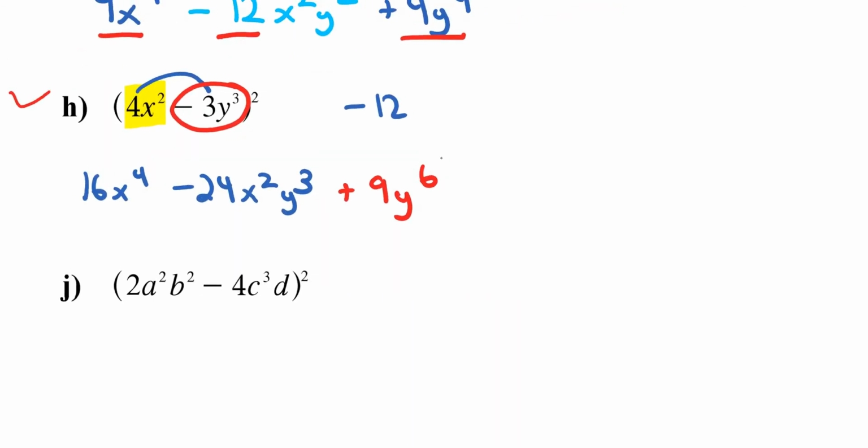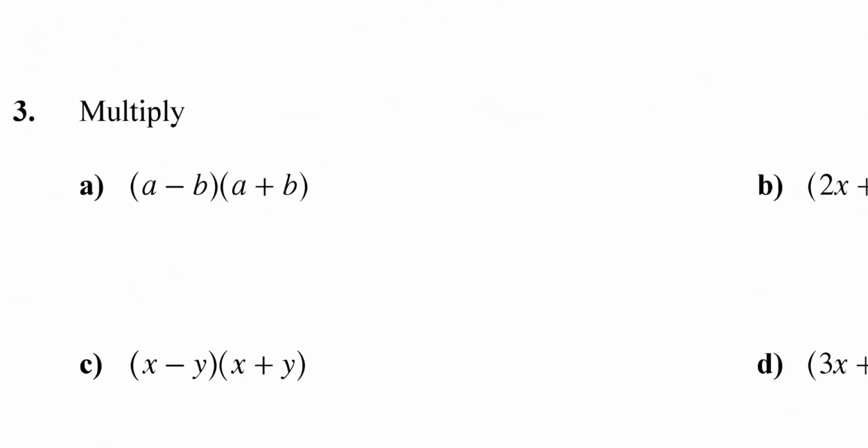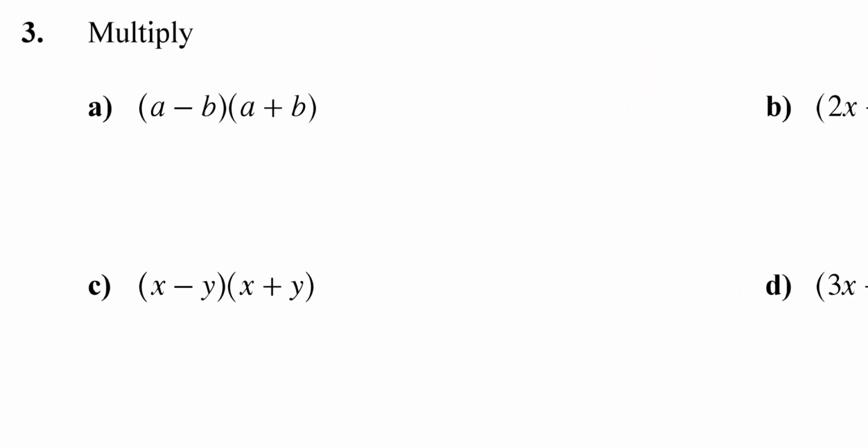So make sure you're okay with this 9y to the 6. That's basically negative 3y cubed times negative 3y cubed. So remember, negative 3 times negative 3, that's the positive 9. And then the 3 and the 3, you're just adding them, right? So 3 plus 3 is going to be 6. Okay, so that's it for section 2. And now let's move on to question 3, where I need to multiply these.